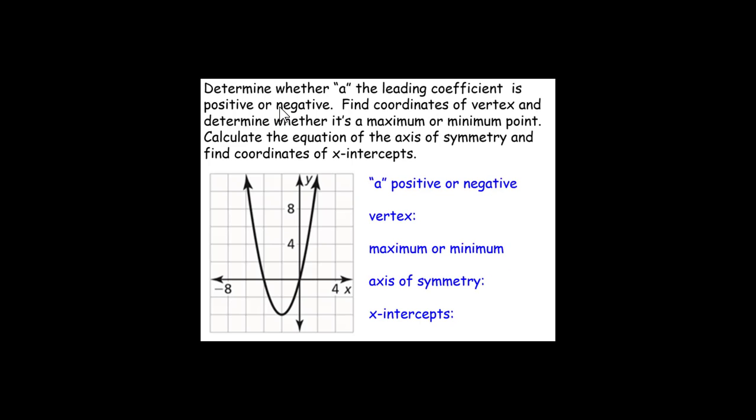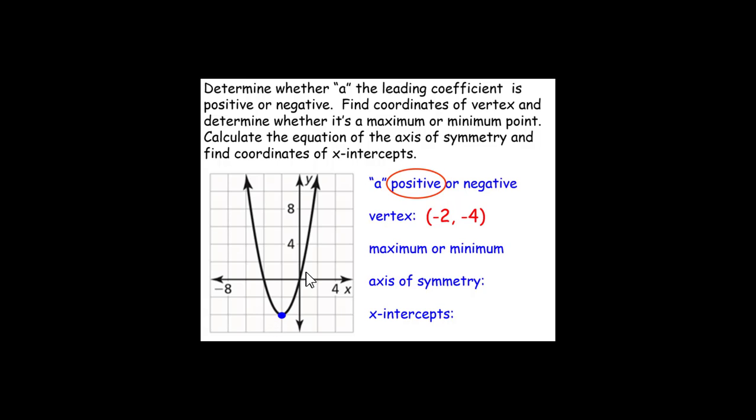Determine whether a, the leading coefficient, is positive or negative. Find the coordinates of the vertex and determine whether it's a maximum or minimum point. Calculate the equation of the axis of symmetry and find the coordinates of the x-intercepts. Since it's opening up, we know a is positive. Our vertex is located here, and the coordinates for that point are -2, -4.